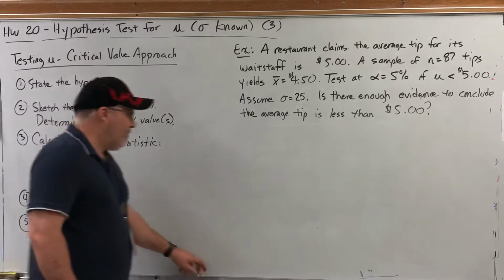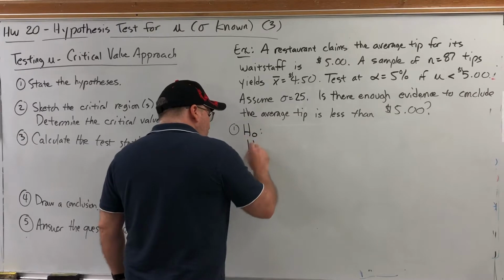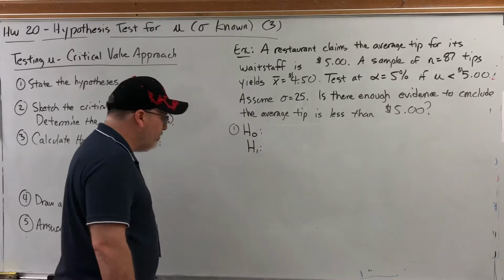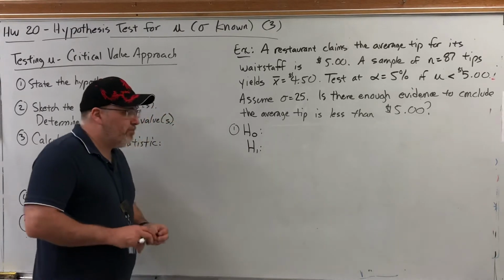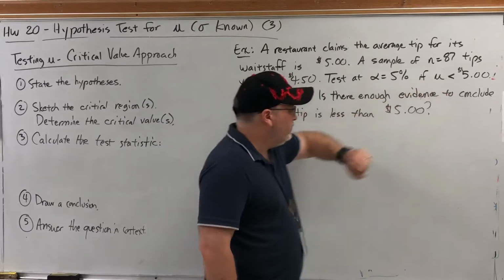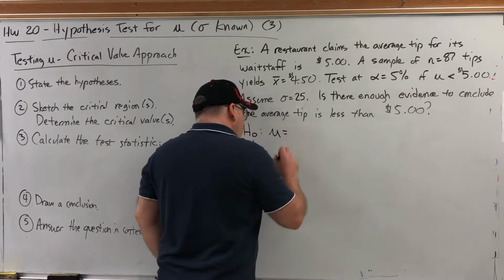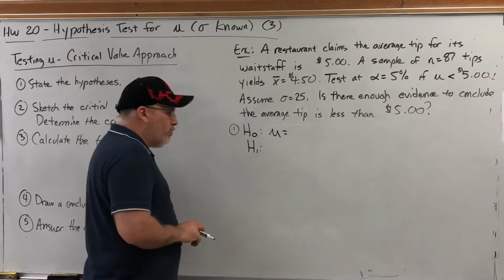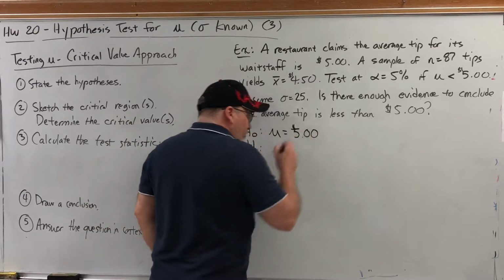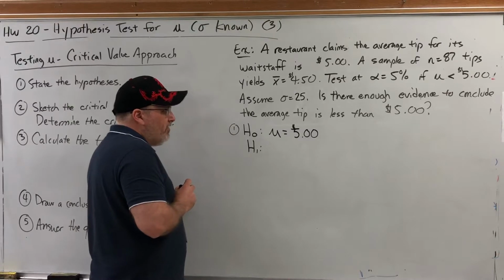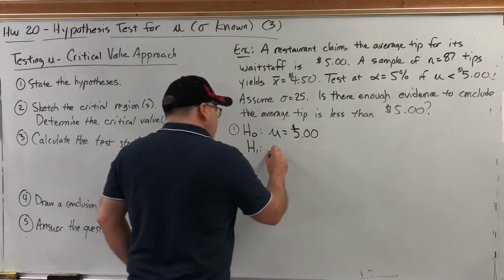Step 1, state the hypotheses. Remember, when you state the hypotheses, they occur in pairs. Null hypothesis, alternative hypothesis. They are always about a population parameter, in this case about mu, which is kind of clear from the title of the section. Our book will always use equal in the null hypothesis. The restaurant claims that the average is equal to $5. But what would the alternative be? Well, it's right there. That the average is less than $5.